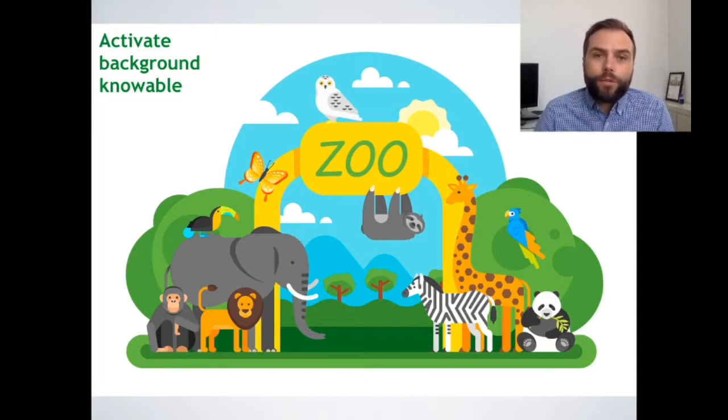Right, so what animals can you see in the zoo? What can you see in this picture? Yep, elephant, giraffe, lion. Good. What other animals do you know? Let's make a list on the whiteboard. So you brainstorm lots and lots of animals.